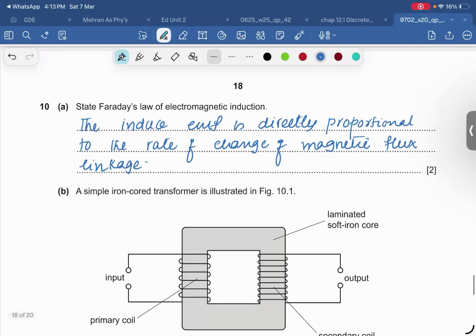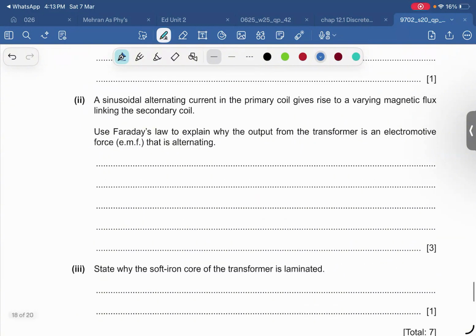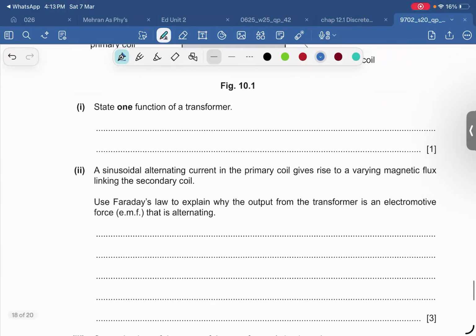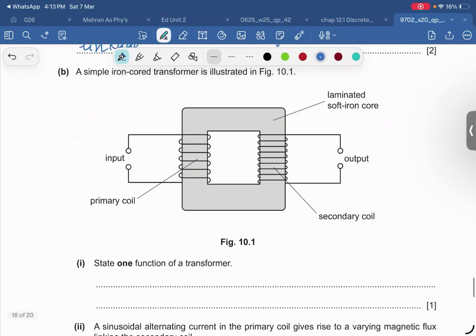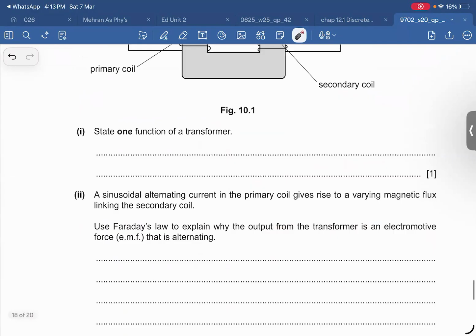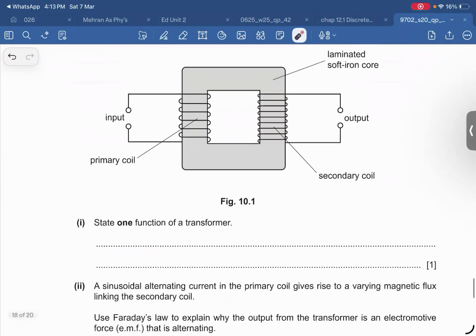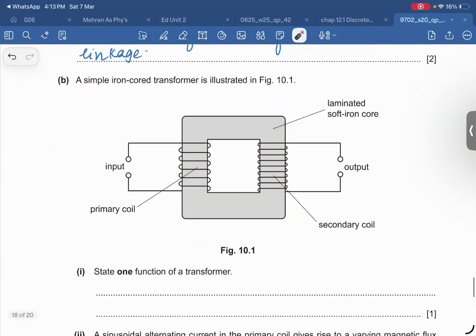And basically it does a step up and step down function, right? Use the Faraday law to explain the output of the transformer as an electromotive force that is alternating. So you can say that it's somewhat related to the concept of induction and also not a part of the syllabus because of the transformer. But since it's an application, I'll just tell you the answer and move on.